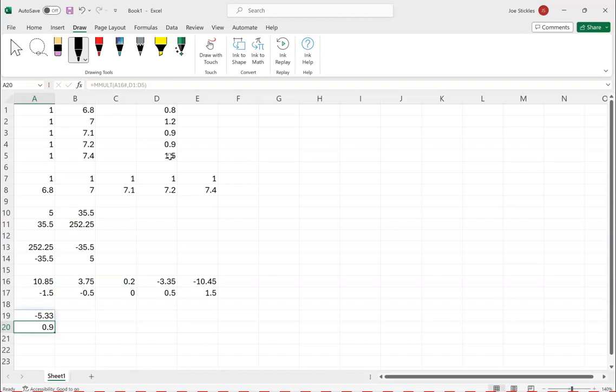So the negative 5.33 is your y-intercept. The way we set it up, right? This was the constant, this was the x term, right? Constant, x coefficient. This is your y-intercept, this is your slope. So the equation of the line would be y equals negative 5.33 plus 0.9x.